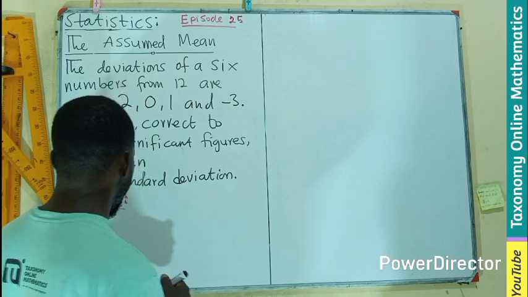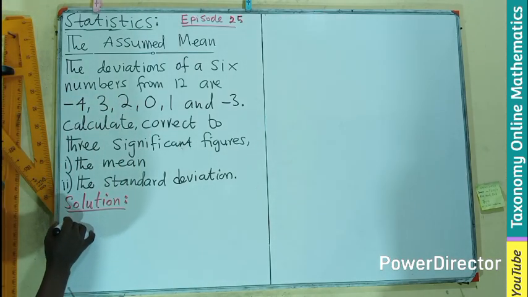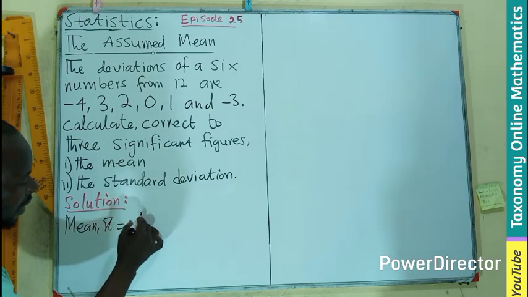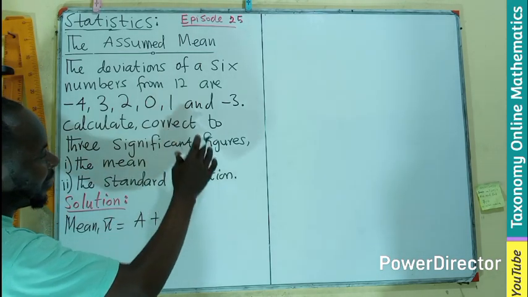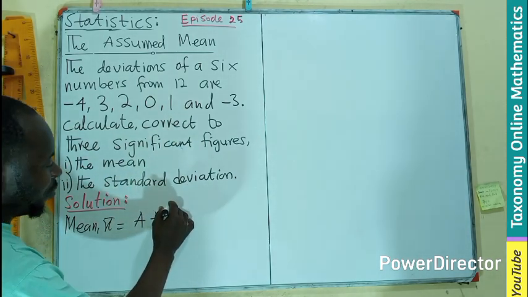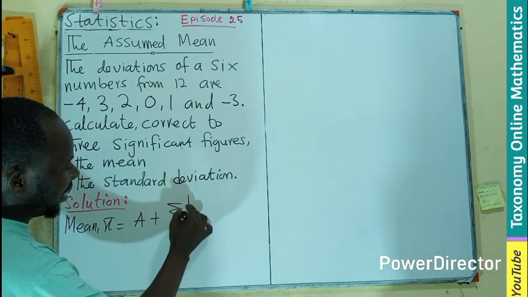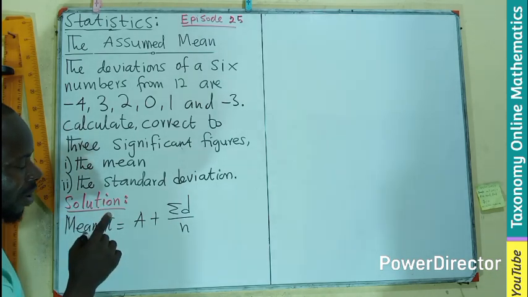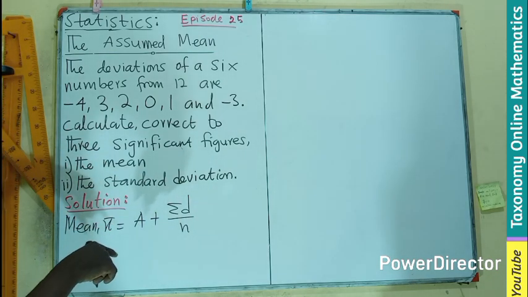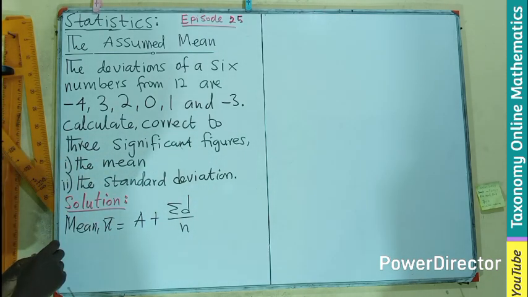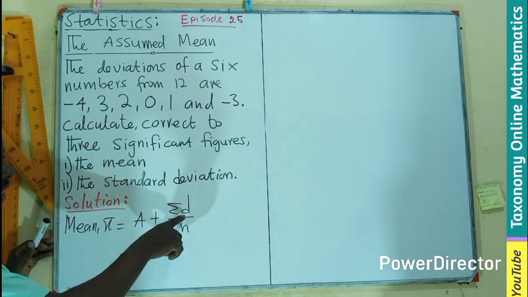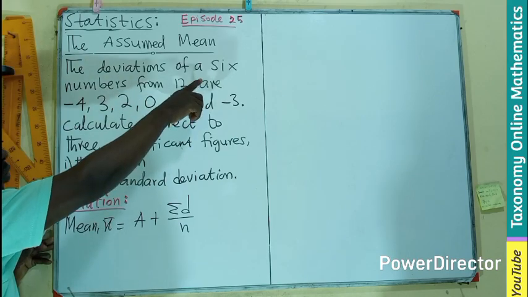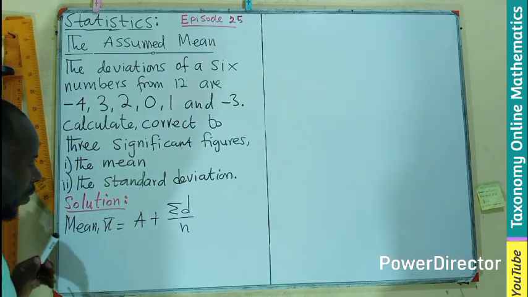What can we do from here? Remember, to find the mean, meaning the actual mean, it is the assumed mean plus, since this is raw data, sigma d over n. Remember, the other one is sigma fd, but here we are dealing with only sigma d. So what do we need? We need d, which is already given here. We need n, which is already given as 6. So we can follow that.